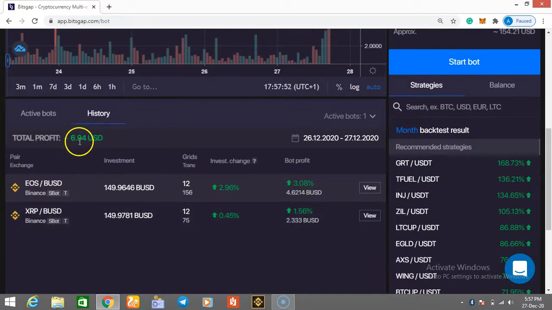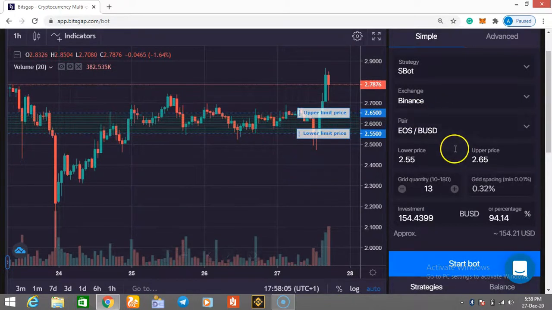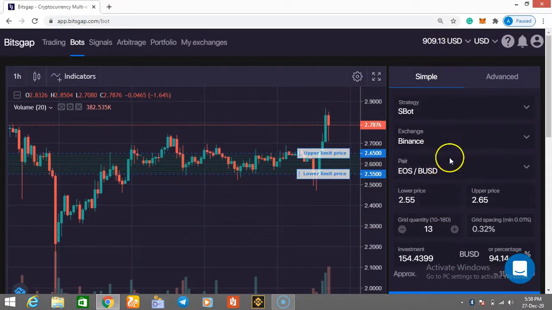It has increased by plus 4 point something USD in the last 24 hours, between yesterday and now. I've done this using this bot. I did it on XRP, and I did it also on EOS. So right now, before you, I'm going to launch another bot. Please try and pay attention to it.